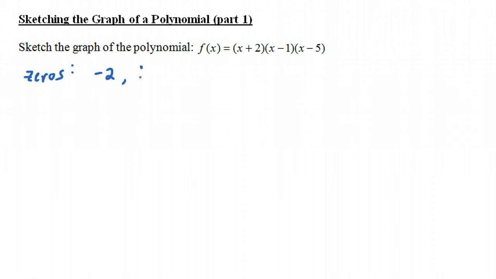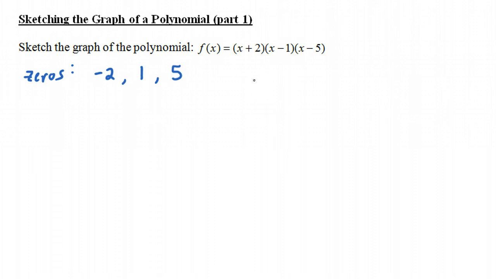Now another zero is the number 1. Because if you plugged in 1, what's f of 1? If you plugged in 1 here, it would be 3. If you plugged in 1 here, it would be -4. But if you plug in 1 there, it's 0. So 0 times whatever these other ones are ends up being 0. And finally, 5 will also be a zero. So these three numbers are the zeros of the function.